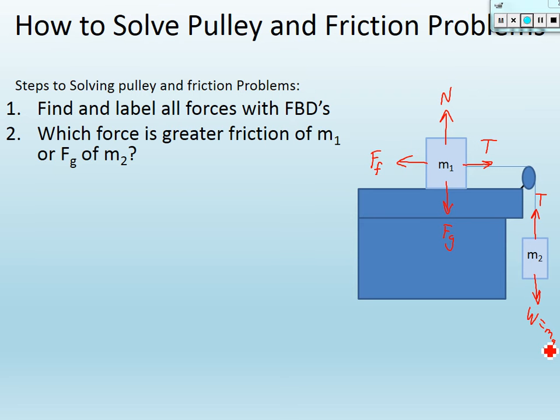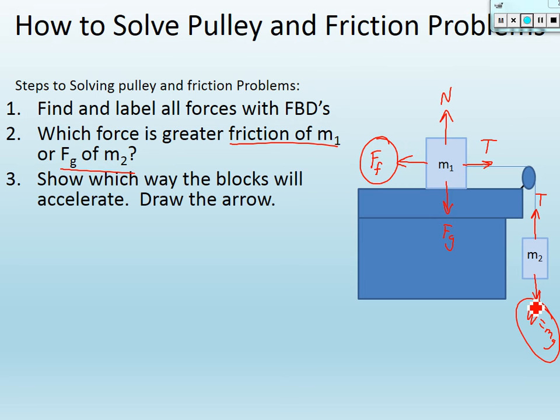Okay. Then decide which force is greater. Friction on M1 or force of gravity on M2. So I want you to circle these two. You're going to decide which one's greater. If there is a net force, what's going to happen? It's going to move. It's going to accelerate. We know that from Newton's second law.